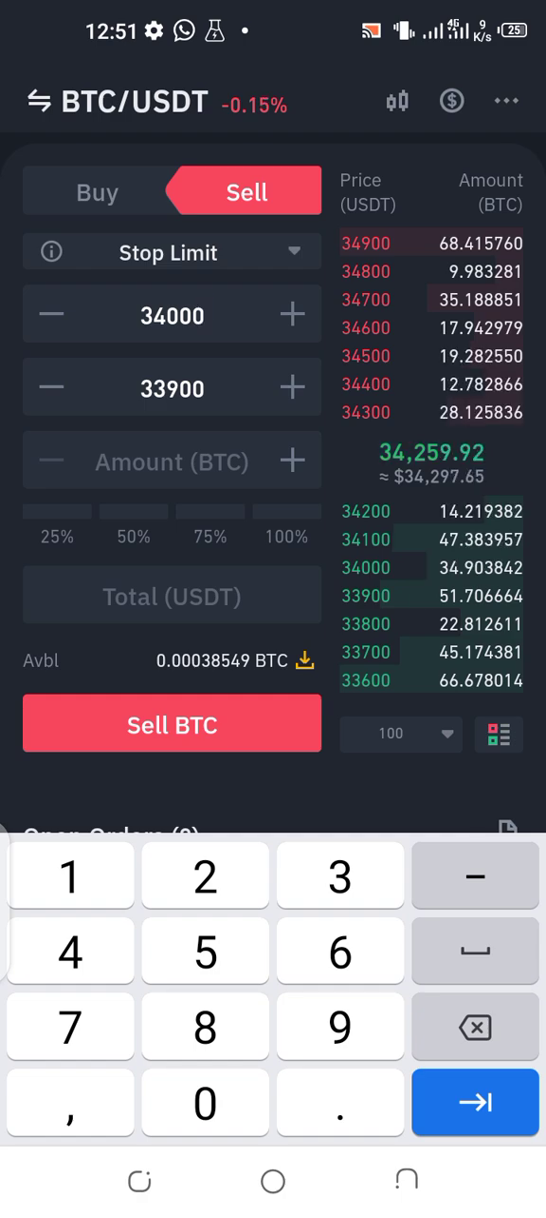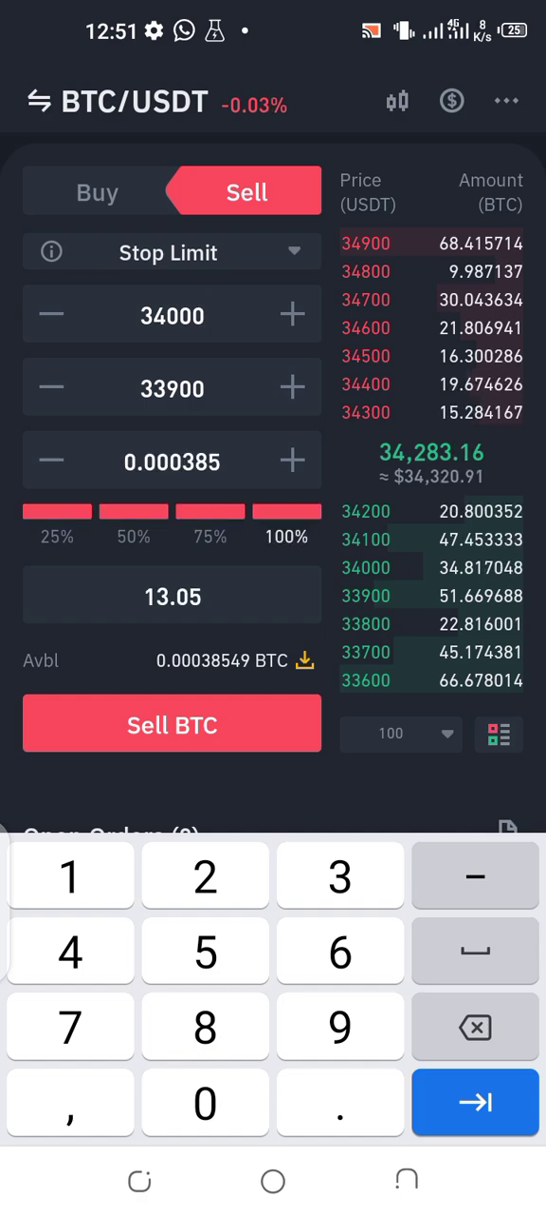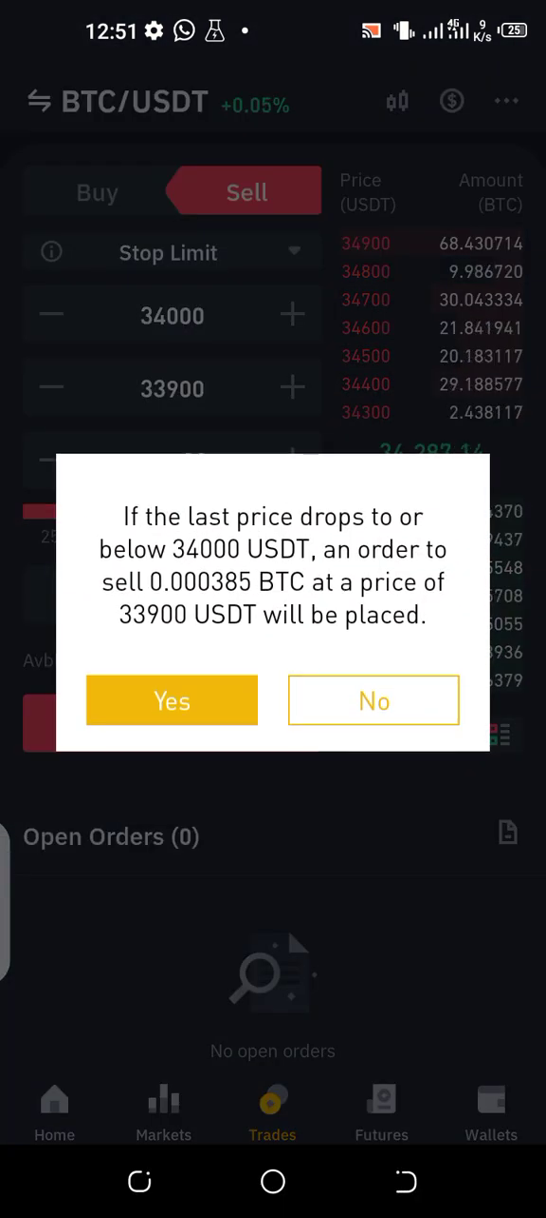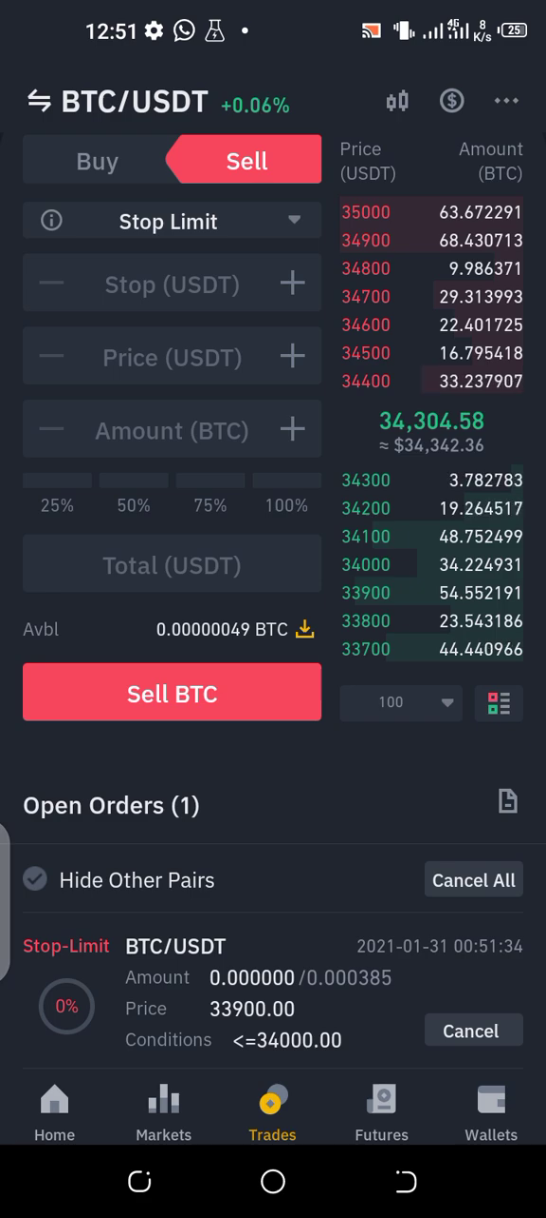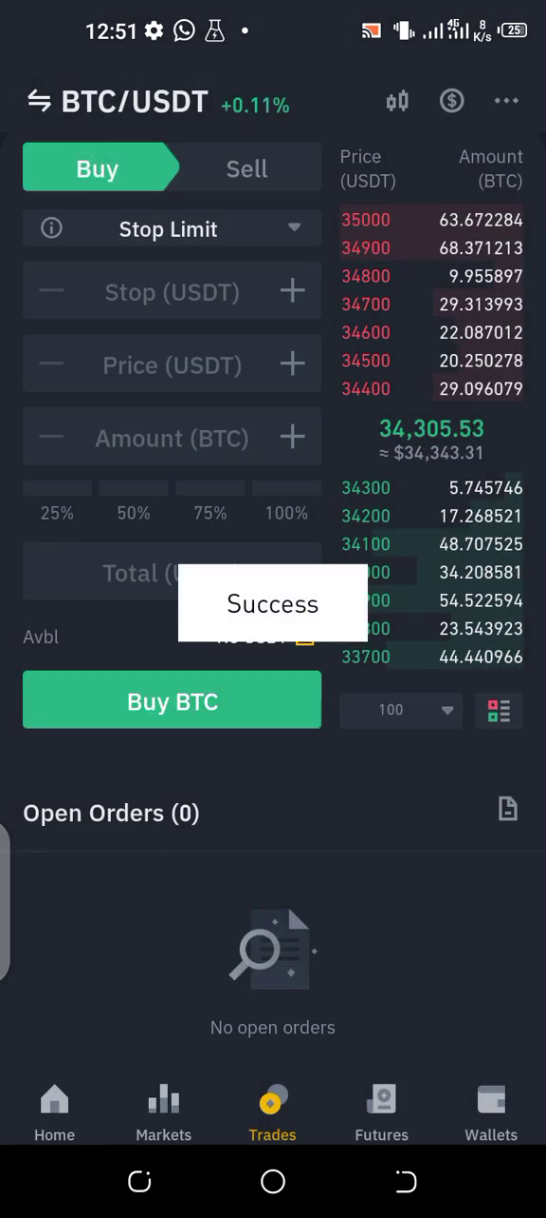So even if I'm not there and the price falls to 34,000, the market will begin to look to sell for me at 33,900. Once it hits 33,900, my Bitcoin will be sold. So I can put that there and click on sell. You see that if the last price drops to or below 34,000 USDT, an order to sell 0.00035 BTC at a price of 33,900 USDT will be placed. I click on yes and I go my way, and if the conditions are fulfilled, that will happen, so that I minimize my loss. That's how a stop limit order works. It's very useful for minimizing loss.